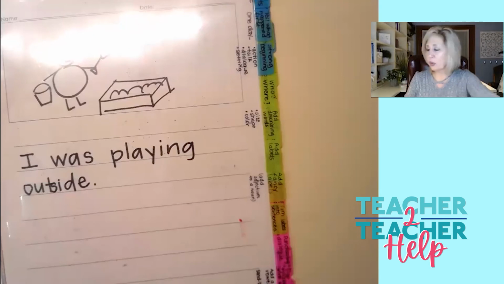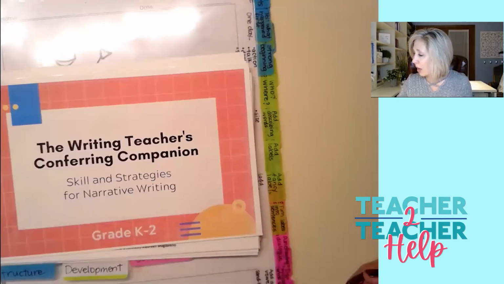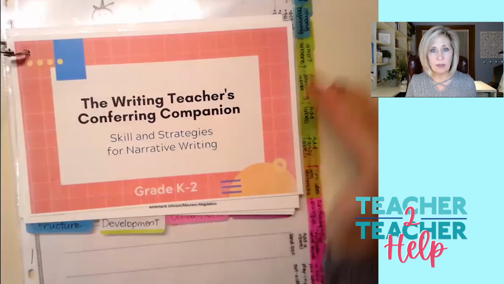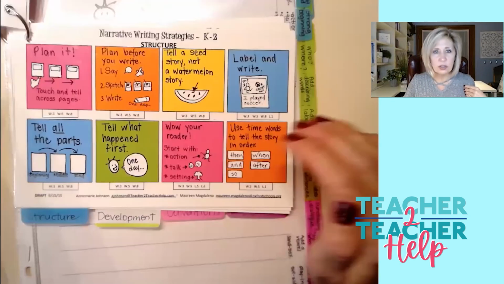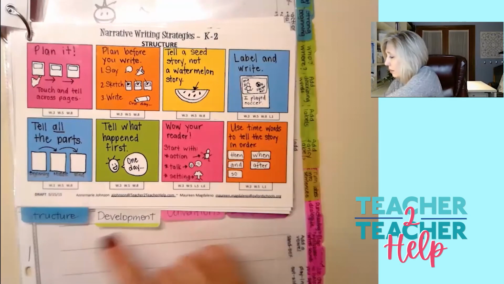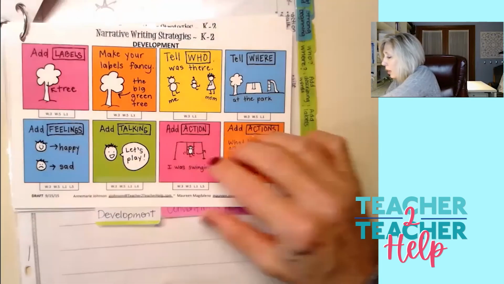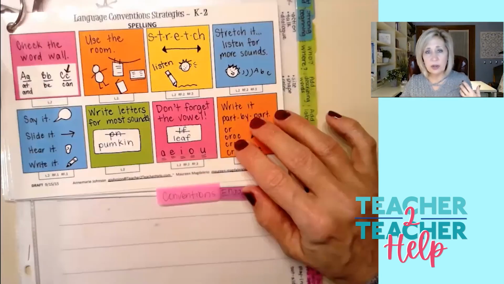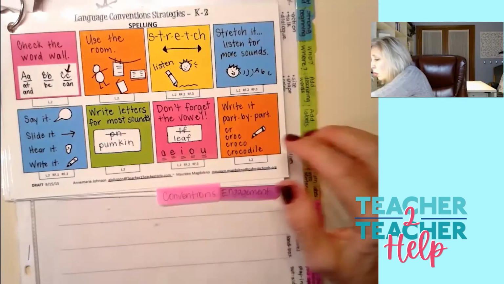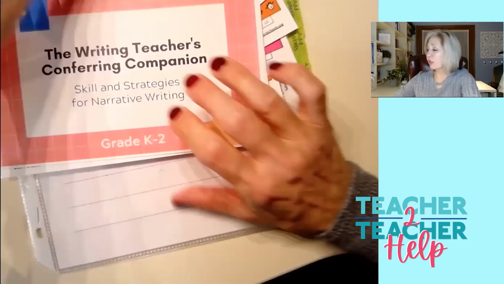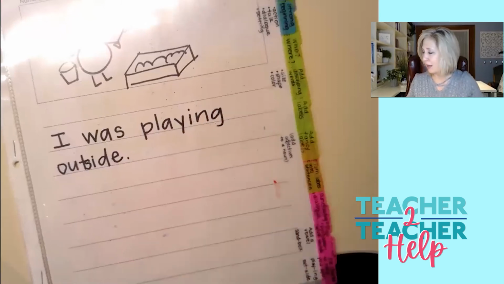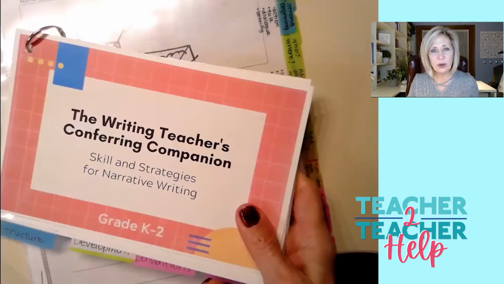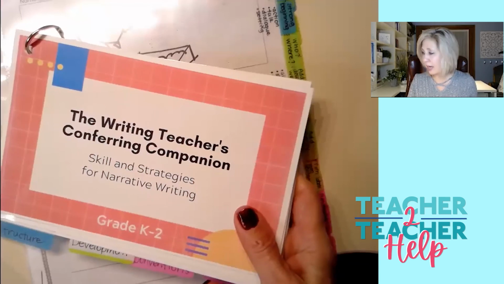I want to show you another tool that I have. This is one that was created by a colleague and me. These teaching points all come from our Writing Teachers Conferring Companion. You'll see that I have it tabbed up for structure, development, and then conventions. There are lots of strategies here that are already pre-populated. What I did was write a very simple book with just 3 sentences, and then took that Writing Teachers Conferring Companion and found places in my story that I could demonstrate those skills, and then I tabbed it up.